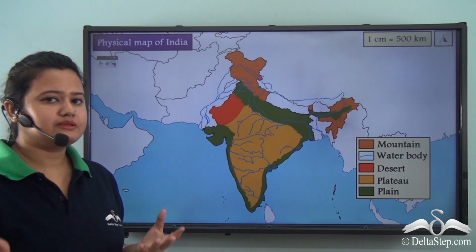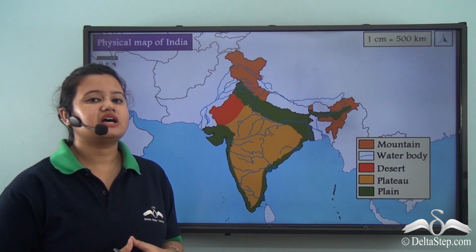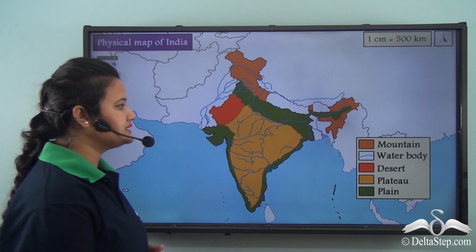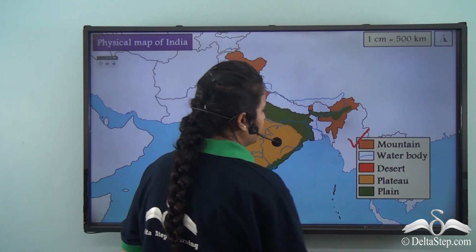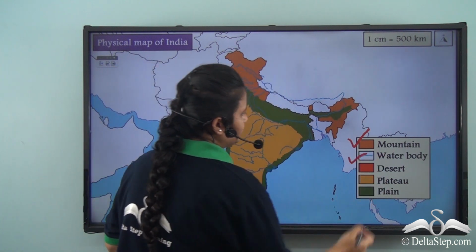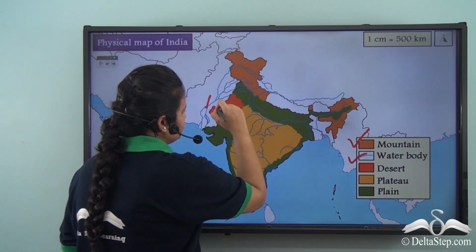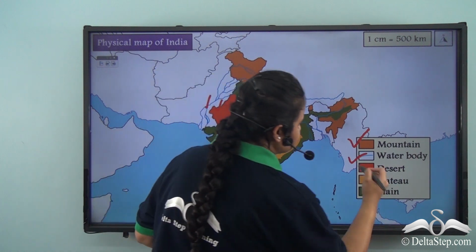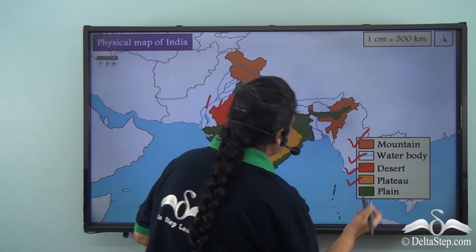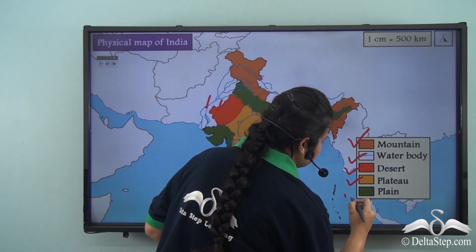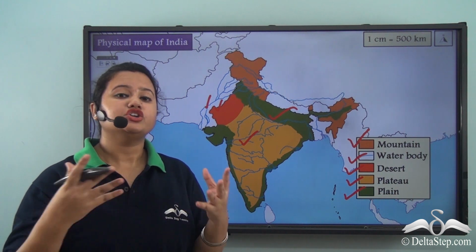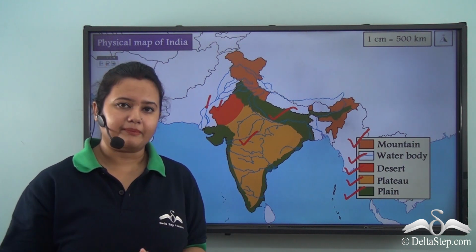Now apart from symbols, some colors or shades are also used universally in maps. For instance, brown stands for mountain, while blue stands for water body. Again, this yellowish red color stands for desert. Again, this yellow color stands for plateau and green stands for plain. So these are some of the colors or shades that are used universally in a map.